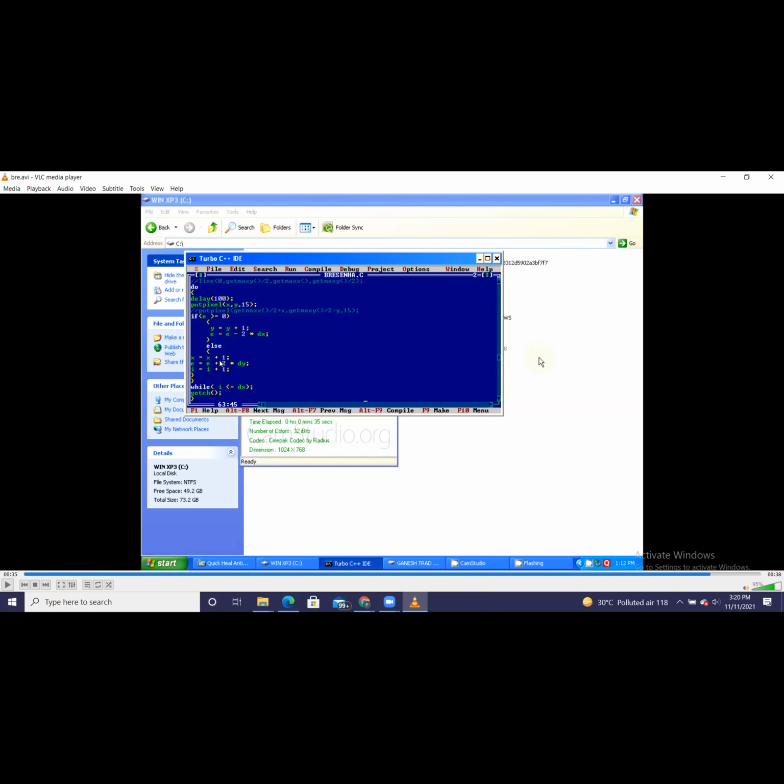Then I will be incremented, and I will be executing this loop till I is less than or equal to dx. So till the I value is less than or equal to dx, I will be executing this loop and putting the pixel after a delay of 100 milliseconds. Okay, so that is about the program.